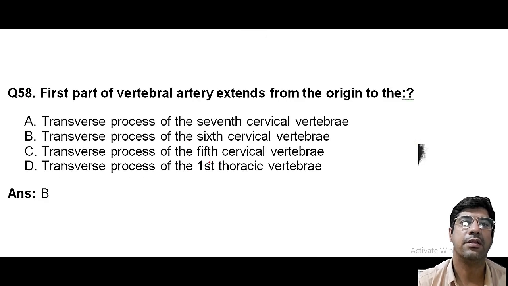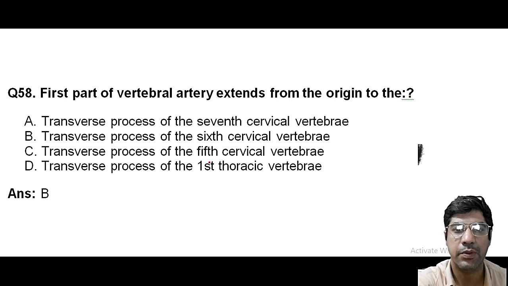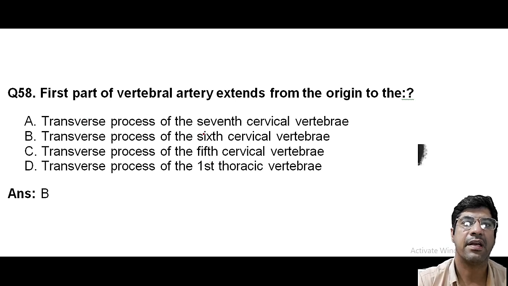Moving to the next question, the first part of the vertebral artery extends from its origin to... the answer here is B. The first part of the vertebral artery originates from the subclavian artery and extends to the transverse process of the 6th cervical vertebra.